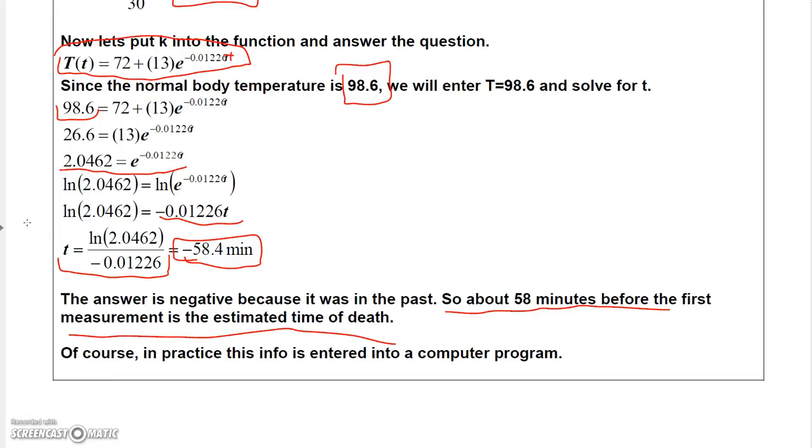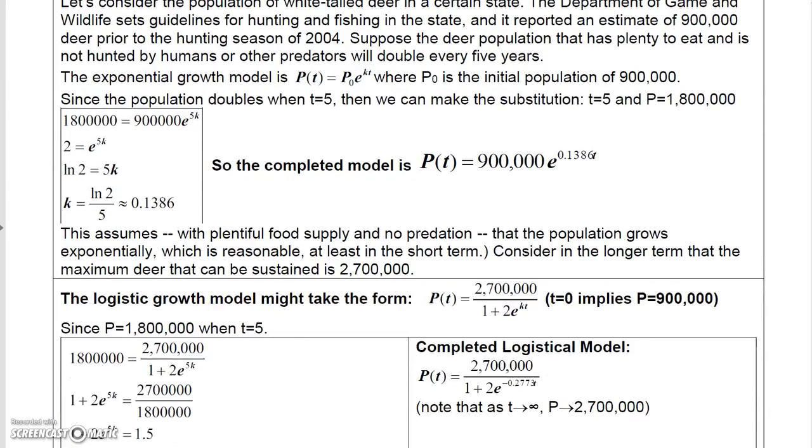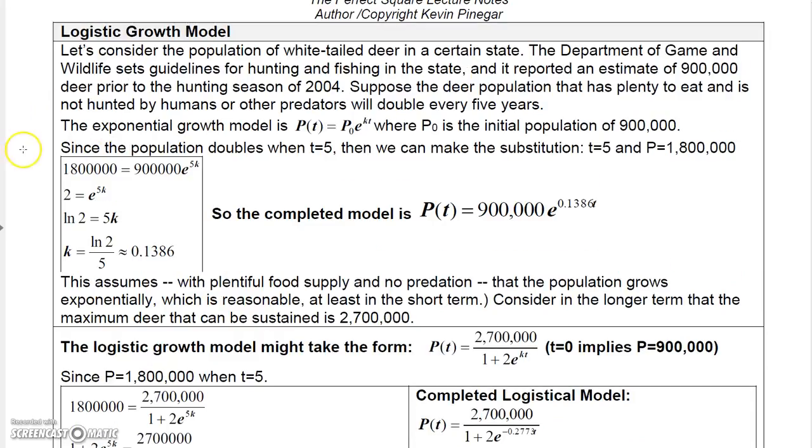Now, of course, in practice, this is actually entered into a computer program. Let's show you one more. Okay. There's something called a logistic growth model. And so let's take a look at this. We'll talk about white-tailed deer in a state. I'm going to just go through this pretty quickly.